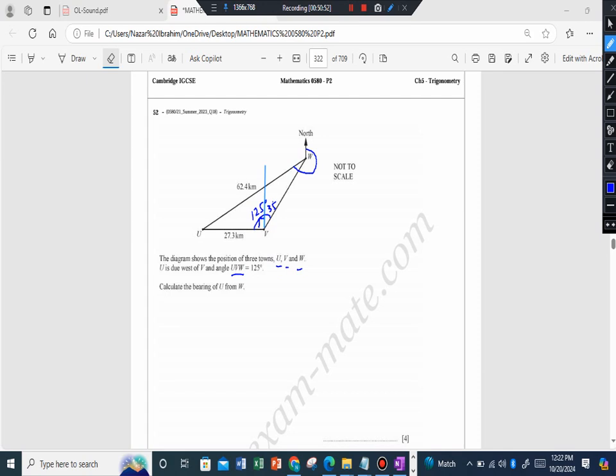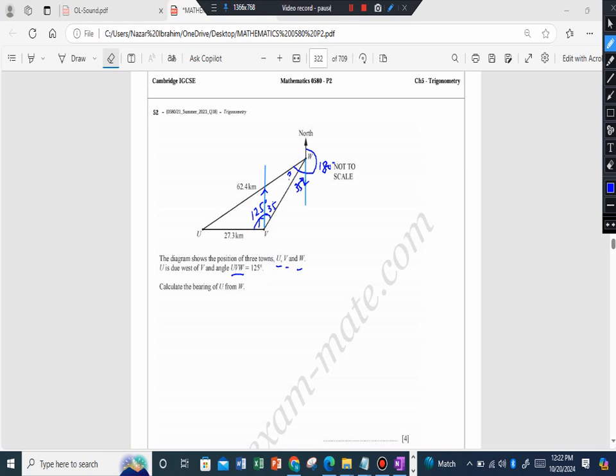Why did I make this? Because if I make a straight line over here as well, I want to calculate the angle from north of W to U, which is my required bearing. So this will definitely be 180, and this angle, you see, is alternate angles. So if this is 35, this is also 35. The whole is 180, and now I want to calculate just this angle to get my bearing.